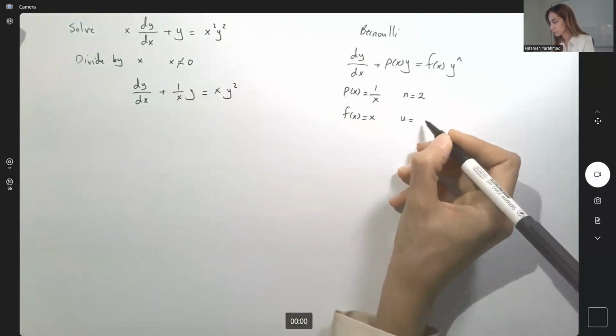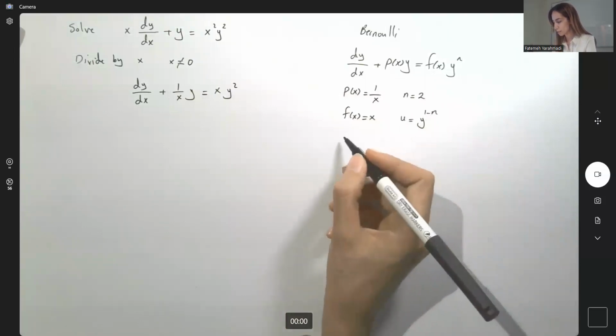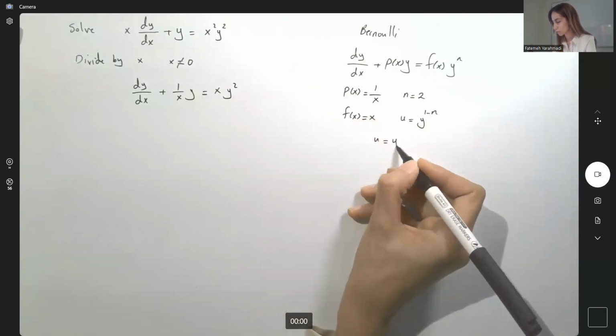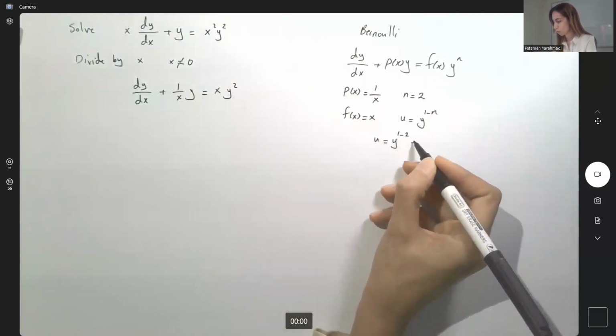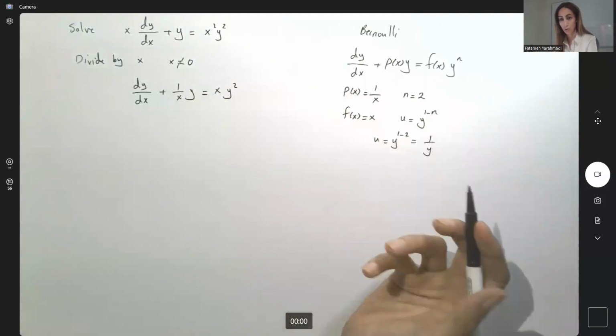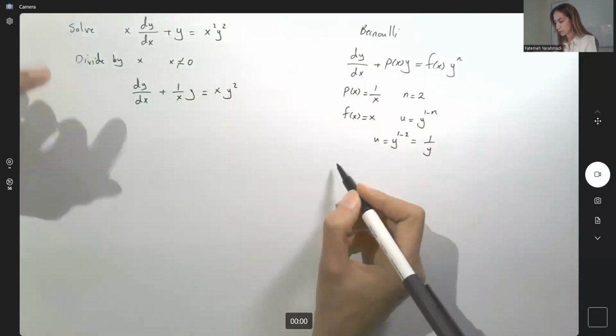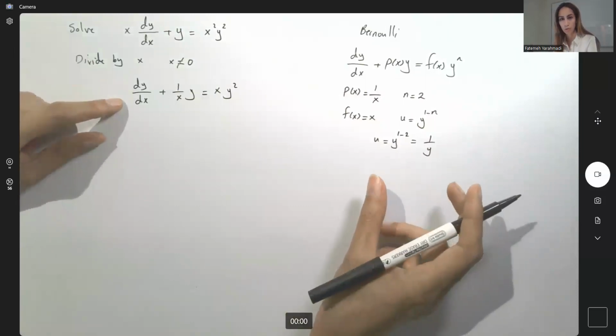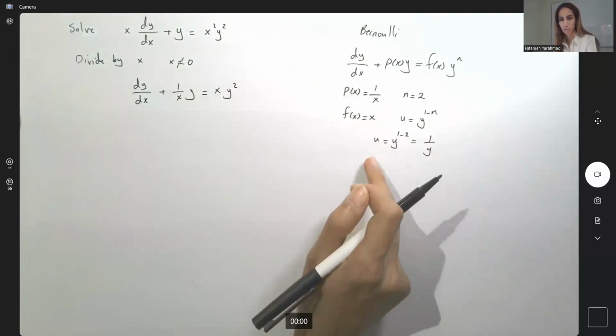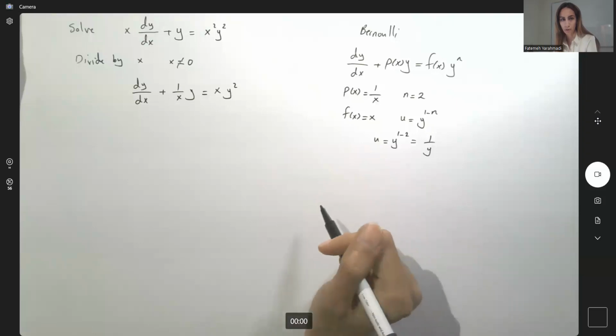So you can use u equals y to the power 1 minus n. In this case, u becomes y to the power 1 minus 2, or 1 over y. So what happens next? Wherever you see dy over dx, you need to substitute that with the derivative of u with respect to x, right? But how?